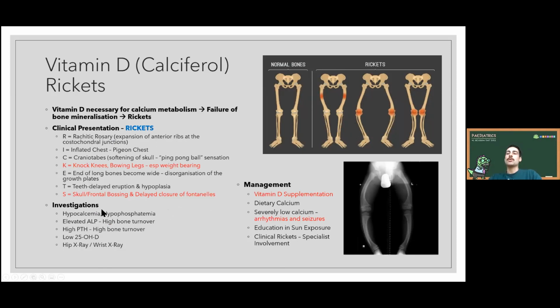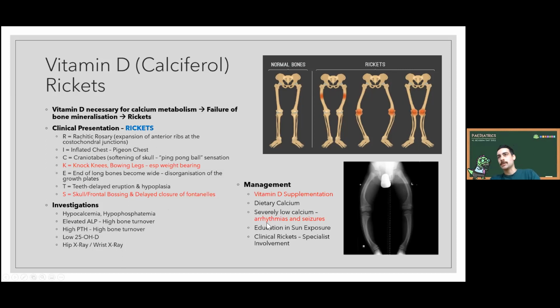So the investigations are your bone bloods. These are the ones to remember. Calcium and phosphate are quite linked, so you've got to measure both of those, and those will be low in rickets. You get an elevated ALP from high bone turnover, high PTH as well. And you can do a hip x-ray as well to see the bones of the legs.